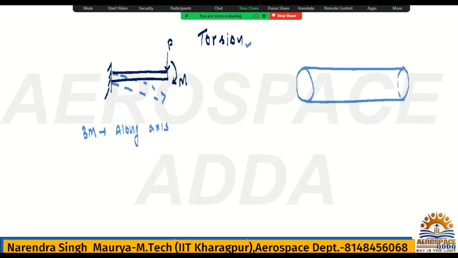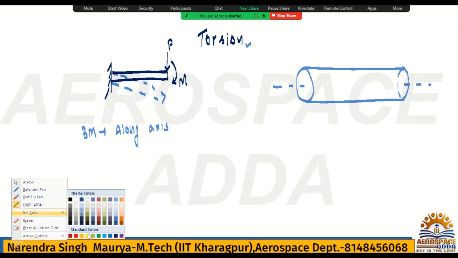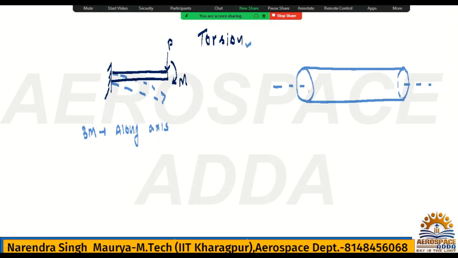Fine. Now for this shaft, how will the twisting moment be acting? Suppose this is the axis. That twisting moment will be acting like this. So you may get the difference between bending moment and twisting moment. For bending moment it was along the axis. For torsion it will be about the axis, because this is the axis. So here this is nothing but torque.